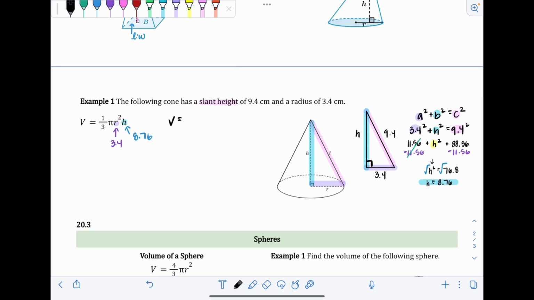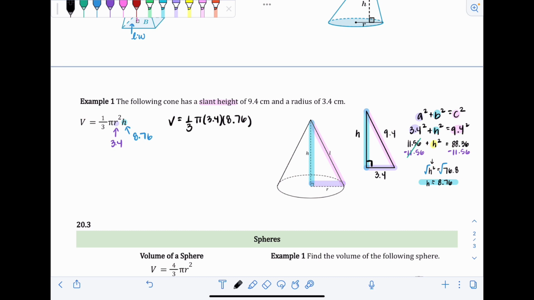So V equals 1/3 pi, and then times the radius, so 3.4, times the height, so 8.76. And then, like I said before, multiplication is commutative, so you can multiply in whatever order you want. I am going to save that 1/3 till the end though, because multiplying by 1/3 is the same thing as dividing by 3, so that's how I'm going to go about it.